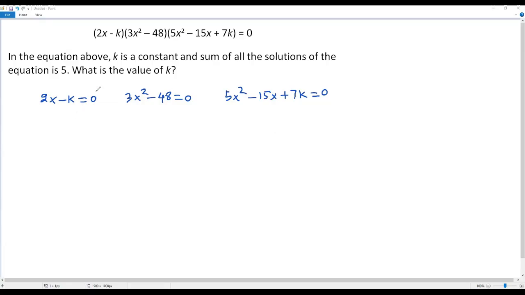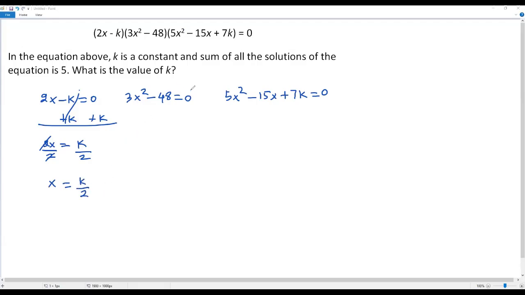First let me solve this linear equation and get one solution. For that, let me add k to both sides. So when I do so, this negative k and positive k will cancel. I'm getting 2x = k. Let me divide both sides by 2. When I do so, this 2 will cancel out. I got one solution, that is, one value of x. That is x = k/2.